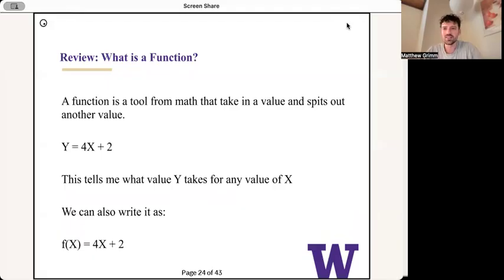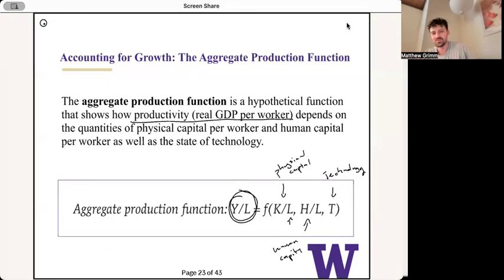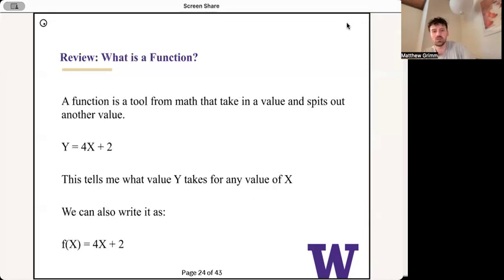Okay, so now we're getting more into modeling, which is something we do a lot in economics. We have this production function, so we say, okay, aggregate production is a function of these 3 inputs here. Let's quickly go over what a function is and what it does. A function is a tool. It takes in a value and spits out another value.